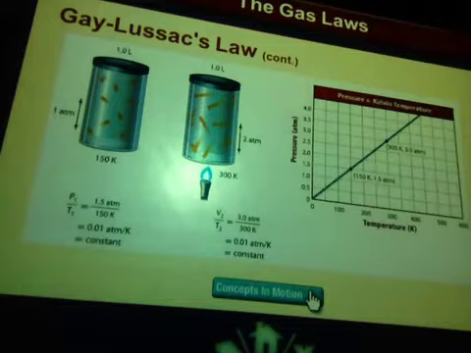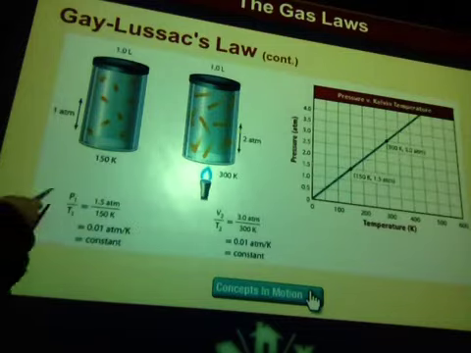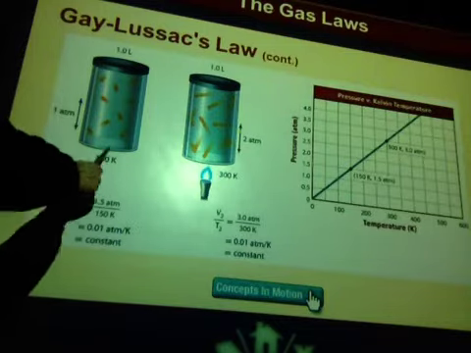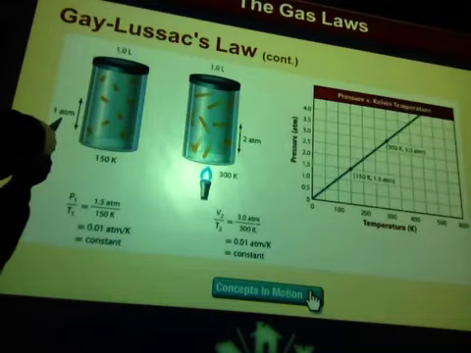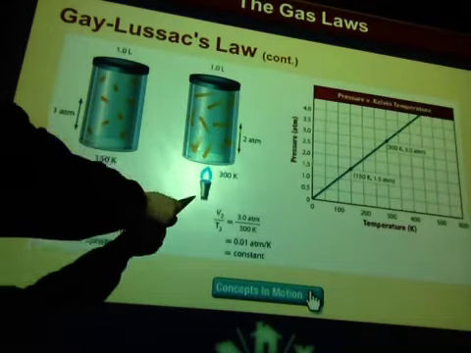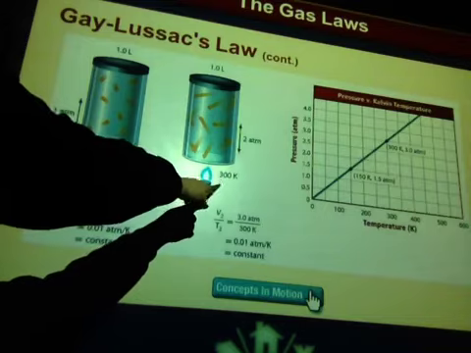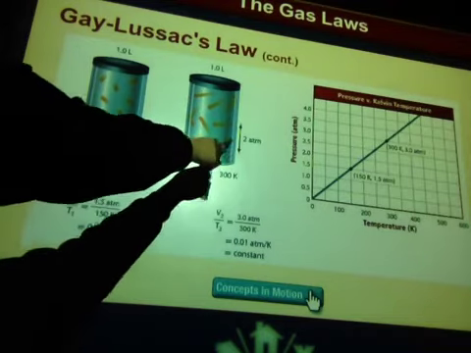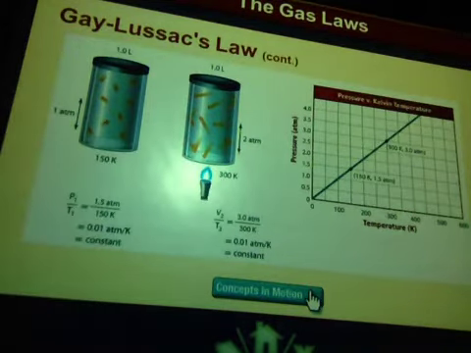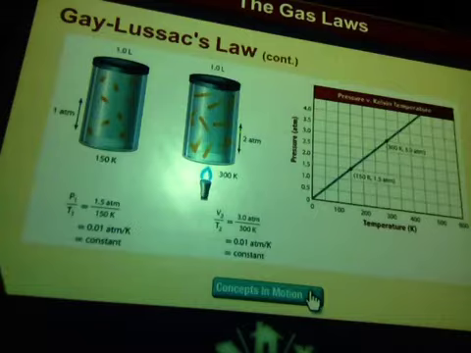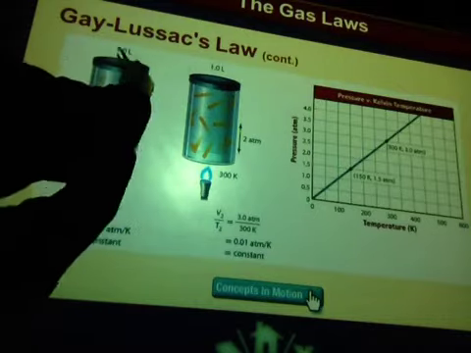If we look at this figure, I have my temperature at 150 Kelvin at 1 atmosphere. Now I'm going to heat up my sample to 300 Kelvin, and I see that my pressure increased to 2 atmospheres. And in this case, my volume stayed constant.